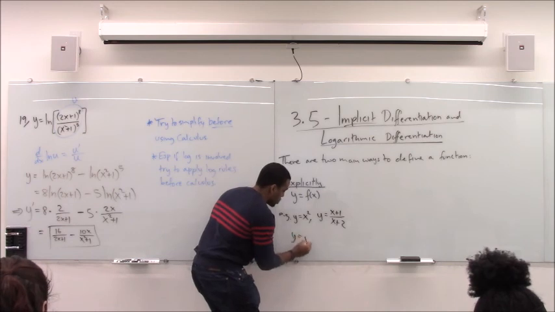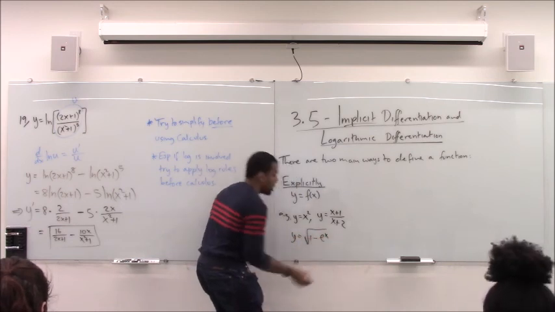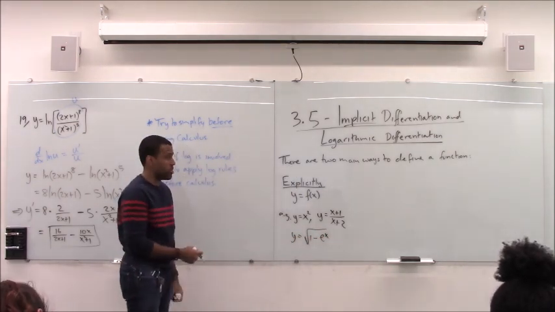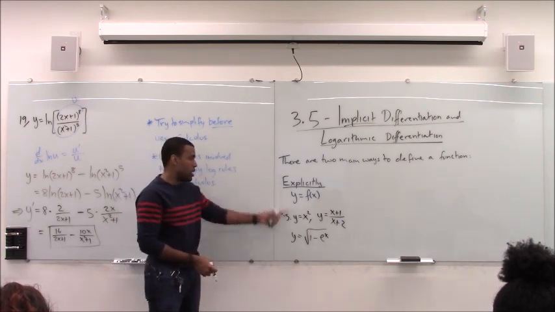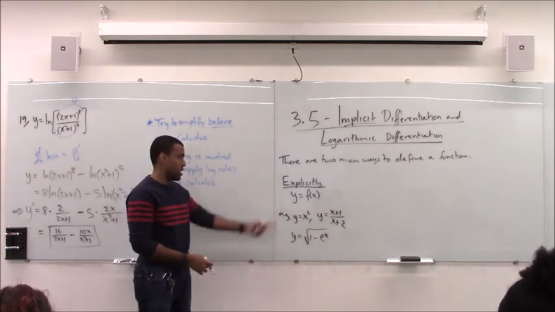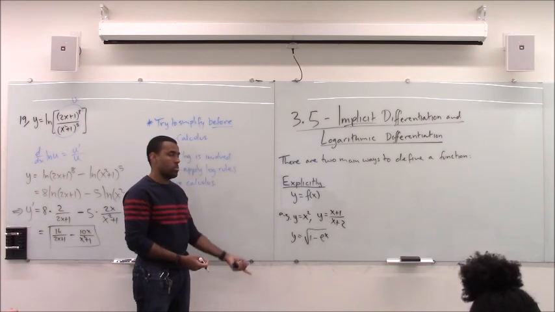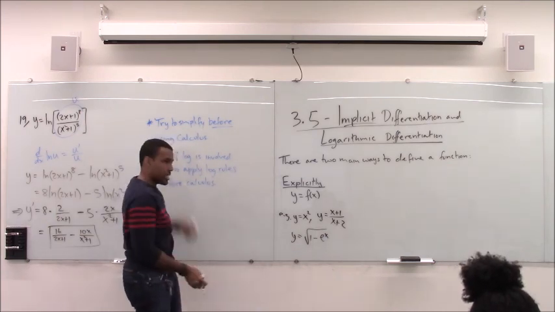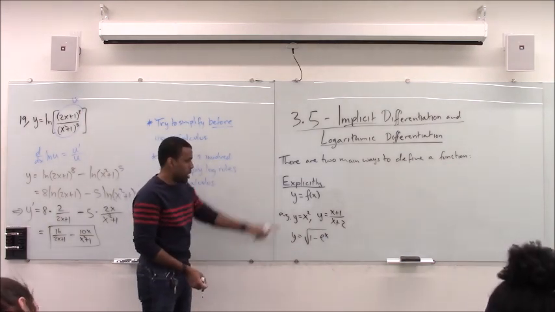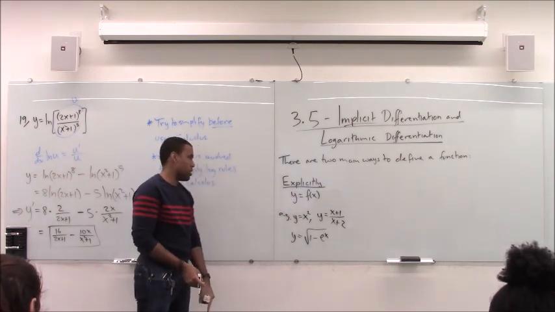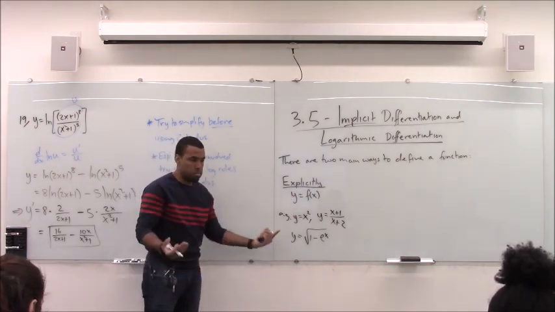Y equals the square root of 1 minus e to the x. Like all of these are explicitly defined functions. And how would I go about finding derivatives in this case? Like how would I find dy dx? Well, how we've been finding it throughout all these examples, how we've always found them, right? Apply some derivative rule that you would have had memorized to the right side.